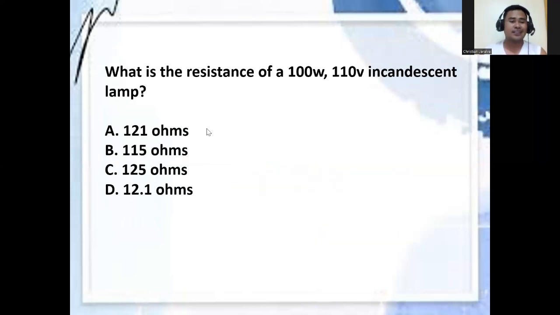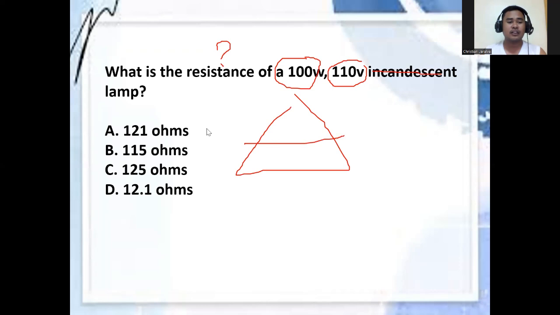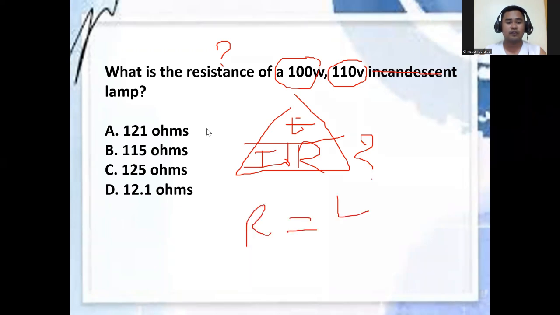This is the resistance of a 100 watts, 110 volts incandescent lamp. The incandescent lamp has nothing to do with it. What matters here is only 110 and 100 watts. You just take a look at who is being asked for: resistance. Go back to the Ohm's triangle. That is E, voltage, is equal to I times R. Since we are looking for R, that becomes R is equal to voltage divided by current.